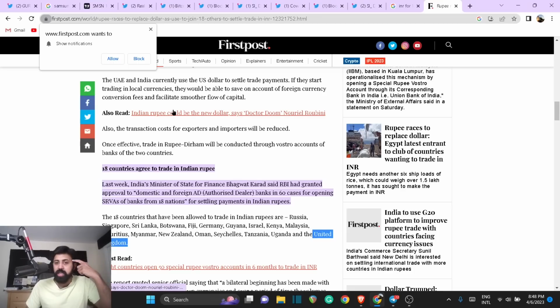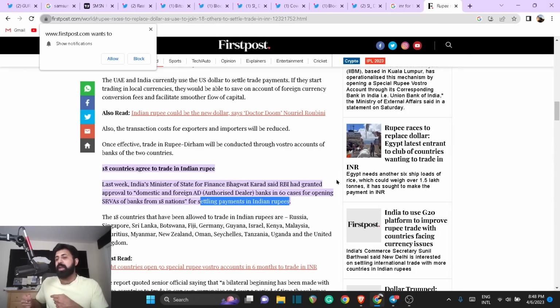That's something you need to keep in your head, because they are now talking about these nations and the banks in those countries. Banks in 60 cases for opening SRVAs of banks from 18 nations. So that's settling payment in Indian rupees. If they want to do the payments now, they're going through the US dollar. Now they are not going through that route. They're jumping in between the domestic ties and then expanding that domestic tie into an international one.